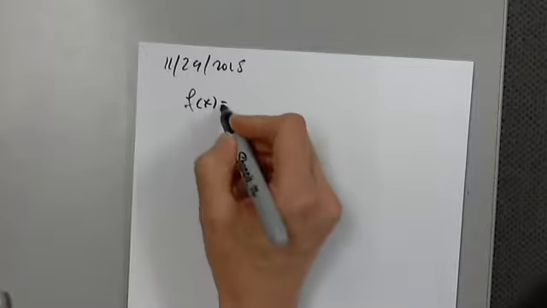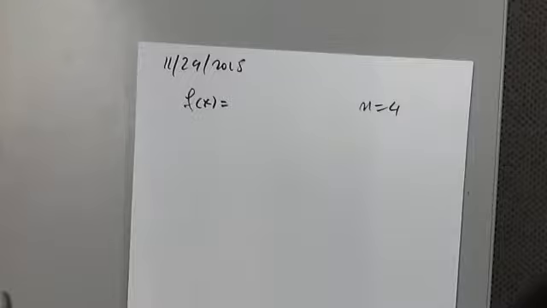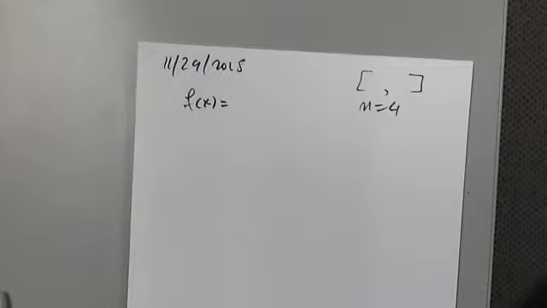So let's identify a function that you would like to work with and approximate using, let's say, n equals 4 subintervals. I also need an interval. Whatever interval you would like to choose is fine by me. And a function. How about -1 to 3? Okay.